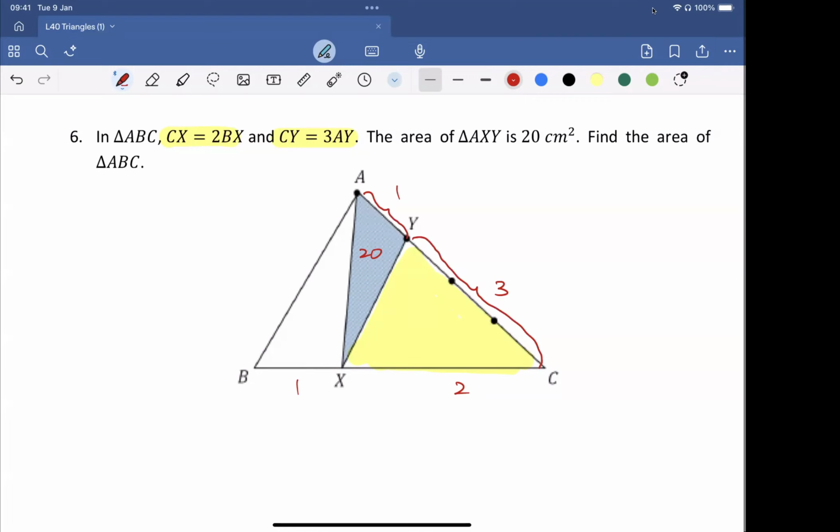And do they have the same height? The blue and the yellow. Yes. 90 degrees to the base. Both of them have the same height. So, can you tell me what is the area of the yellow triangle?